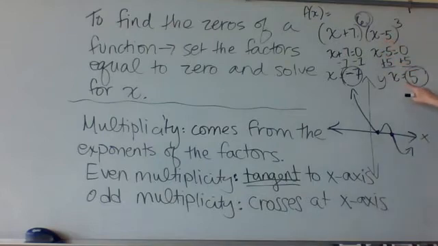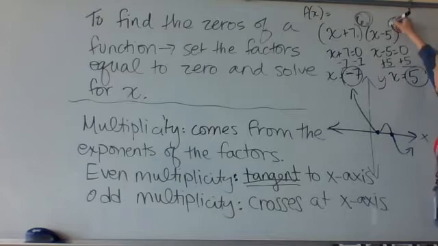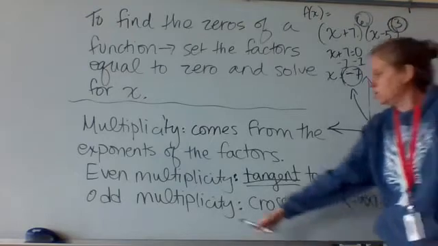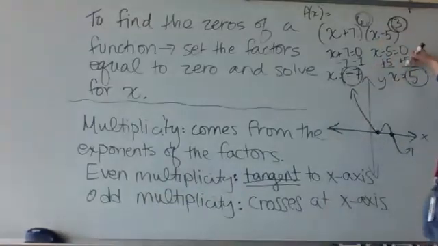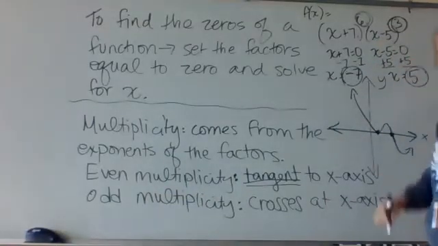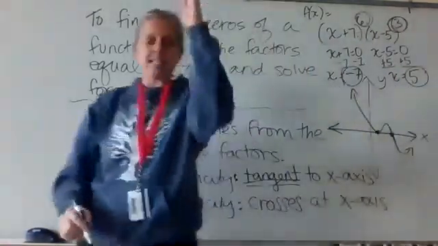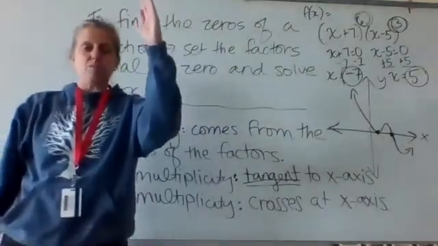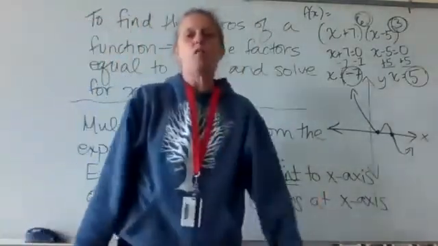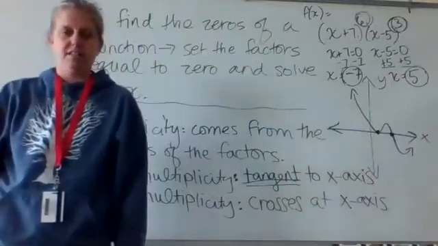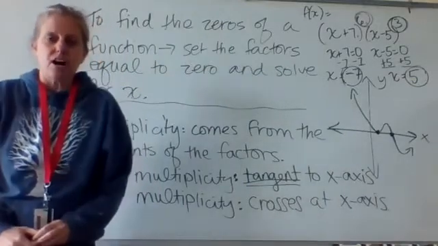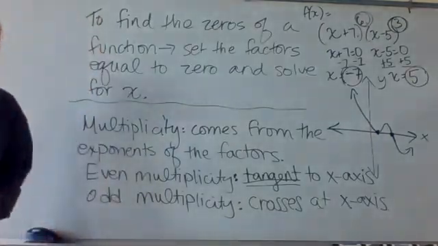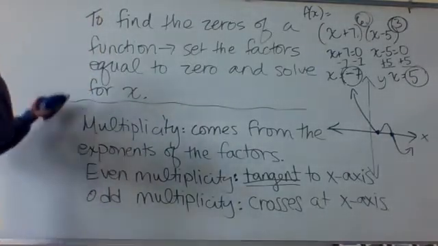This 0 at +5, its multiplicity is 3, which is an odd multiplicity, which means this x-intercept, when it comes to +5 on the x-axis, since its multiplicity was odd, is going to cross all the way through the x-axis. It's that kind of x-intercept. Okay? So, let's look at some of these.